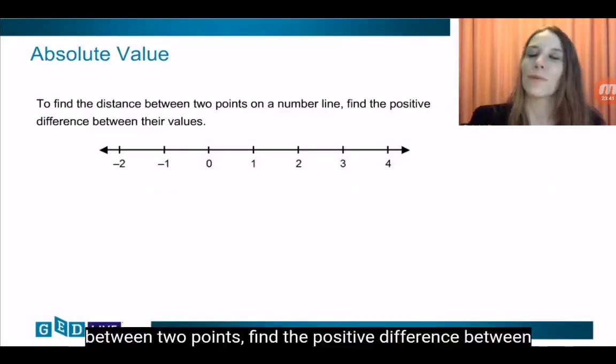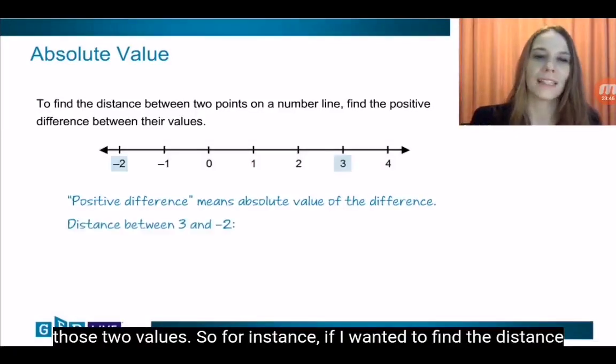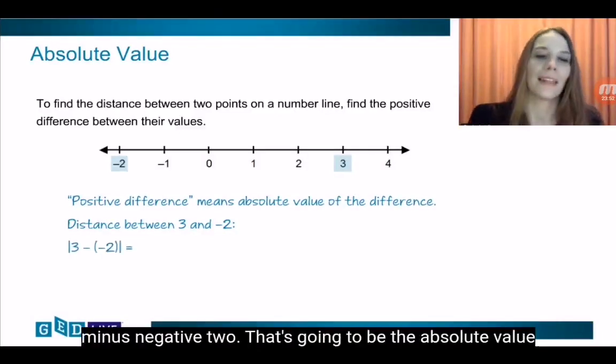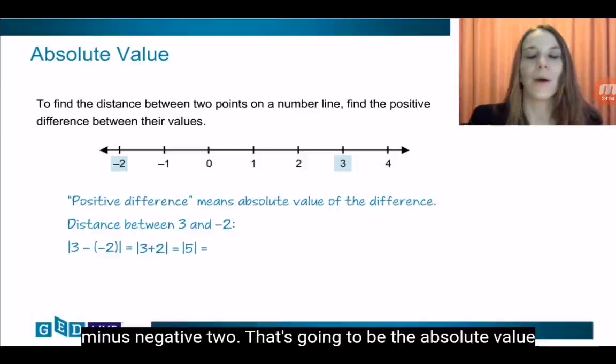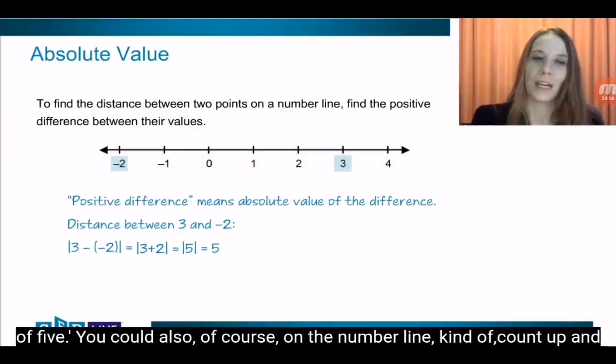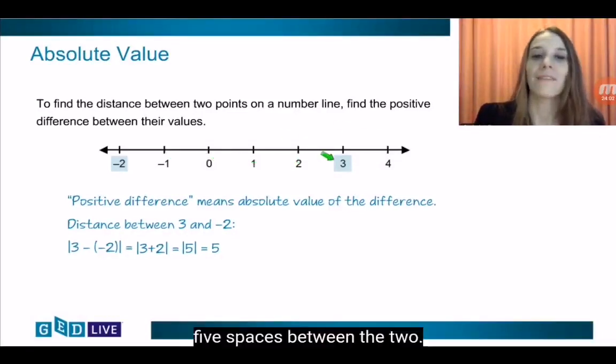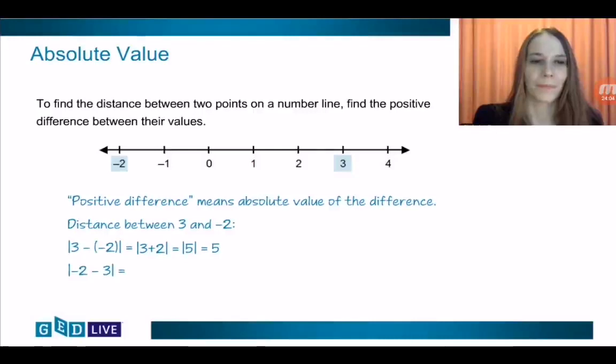So to find the distance between 2 points, find the positive difference between those 2 values. For instance, if I wanted to find the distance between 3 and -2, I could say, well, 3 minus -2, that's going to be the absolute value of 5. You could also, of course, on a number line, count up, and you can see there's 1, 2, 3, 4, 5 spaces between the 2.